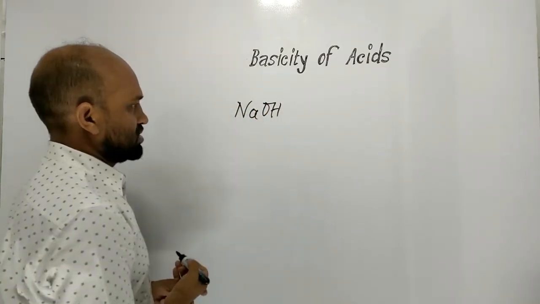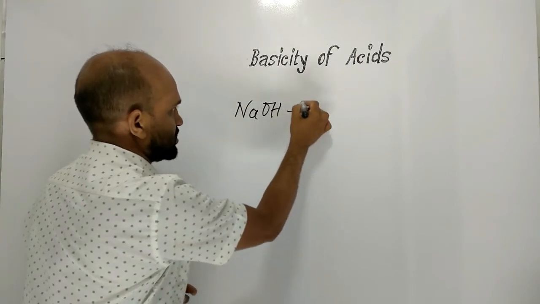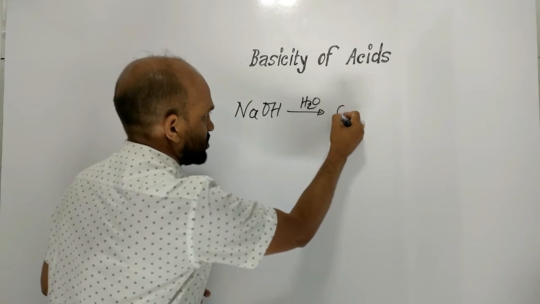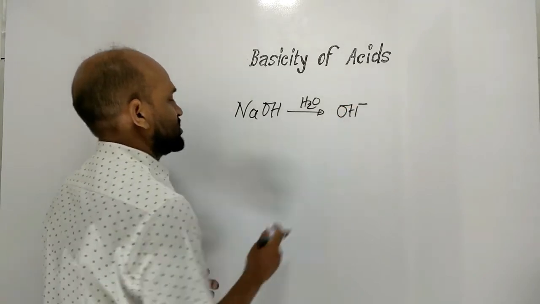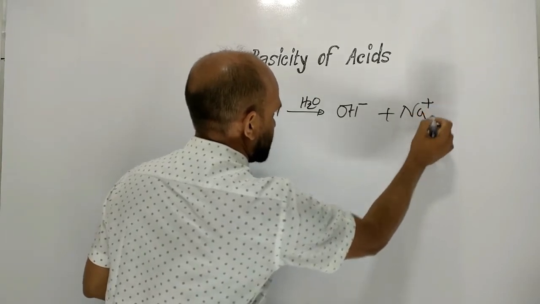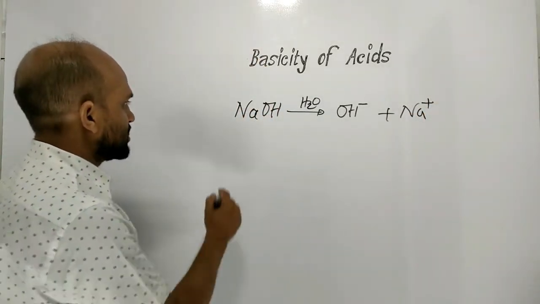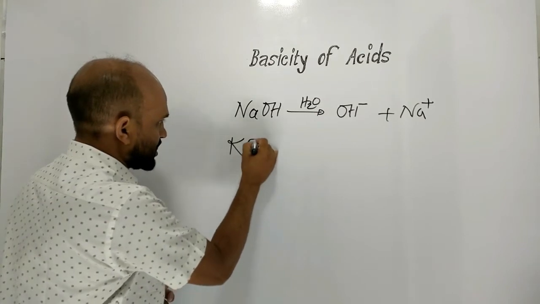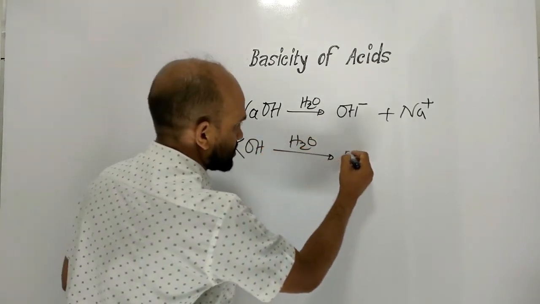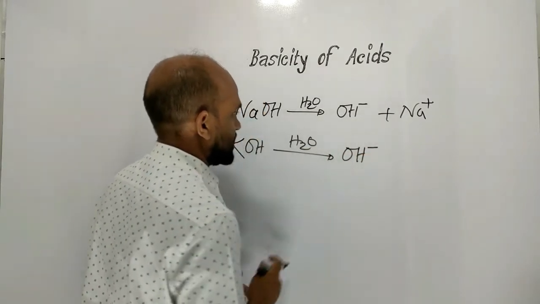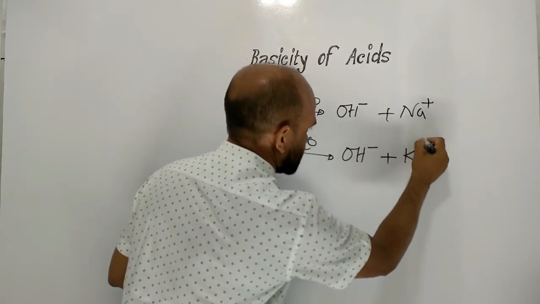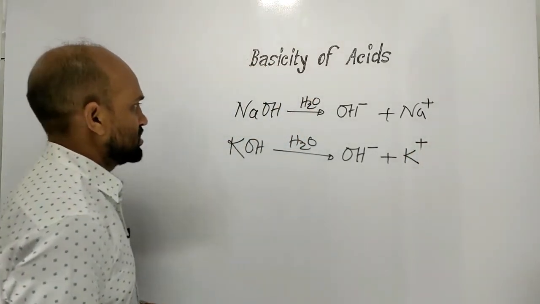Sodium hydroxide, when it is dissolved in water, produces only one hydroxide ion. At the same time, it produces sodium ion. Similarly, potassium hydroxide in water produces only one hydroxide ion. At the same time, it produces potassium ion.